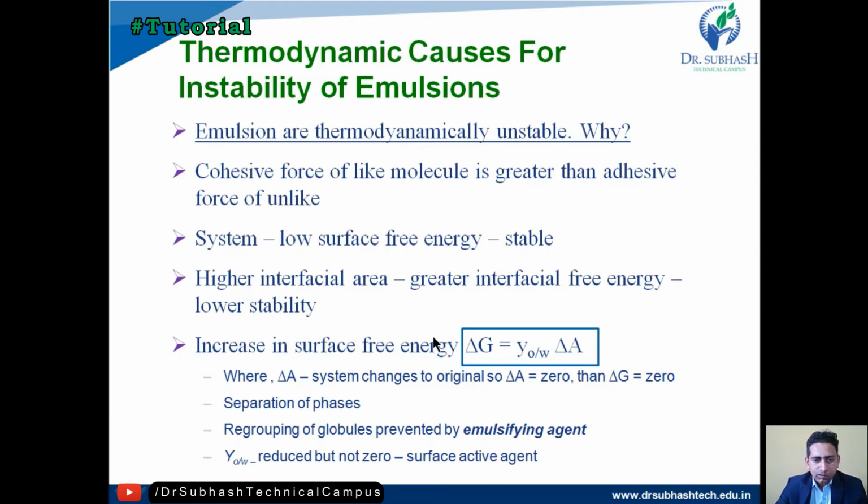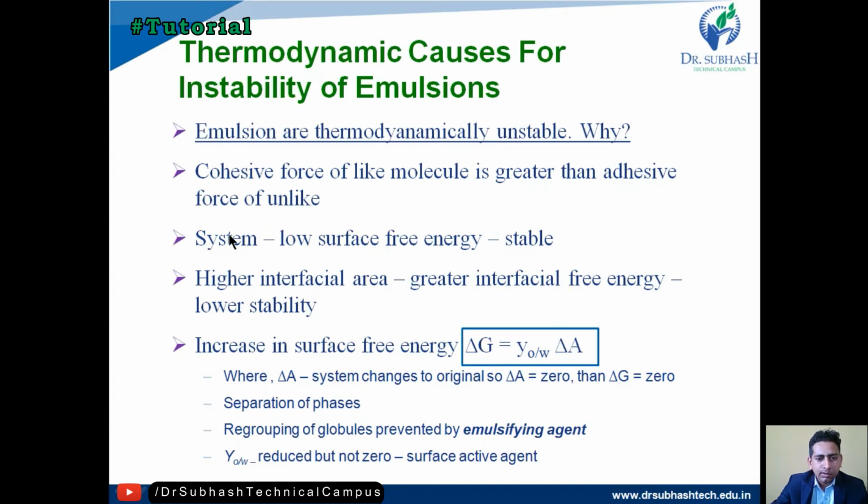Here one equation has been given for the surface free energy. For example, delta G equals gamma O/W into delta A. Delta A is the surface area of the globule, and gamma O/W is the interfacial tension between oil and water. Now if we decrease the change in surface area, delta A, then the surface free energy will decrease and it will give a stable condition to our emulsion.